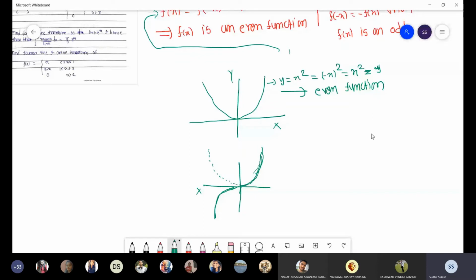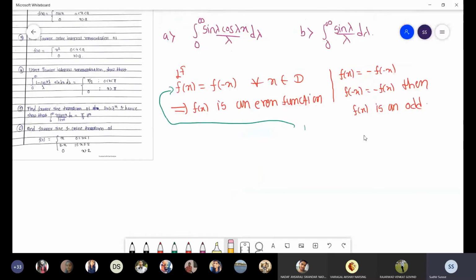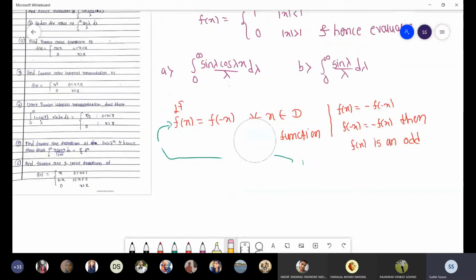So by looking at the graph, you can identify whether the given function is even or odd, or you can verify algebraically. There are two ways. I think in the curve tracing chapter, you already learned this: even function, odd function, all these things.